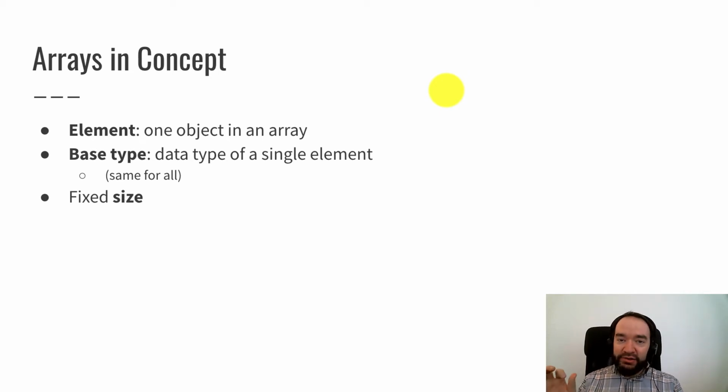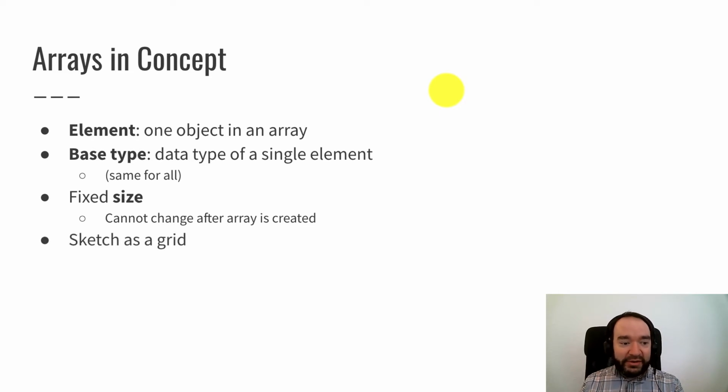An array has a fixed size. That means that you create an array with a certain size, like 100 or 1,000, and the array is stuck with that size for its lifetime. You cannot change the size of an array after you create it, and that creates some obstacles, and later in the class we'll see how to work around those obstacles.